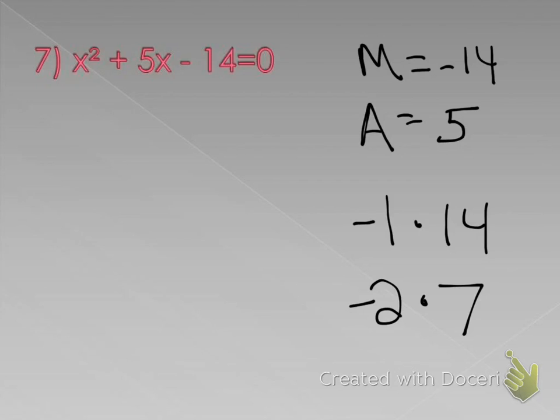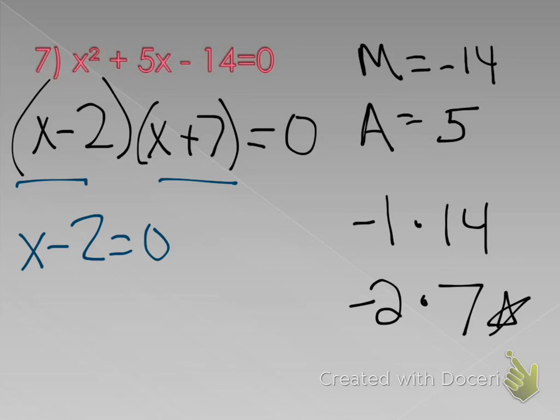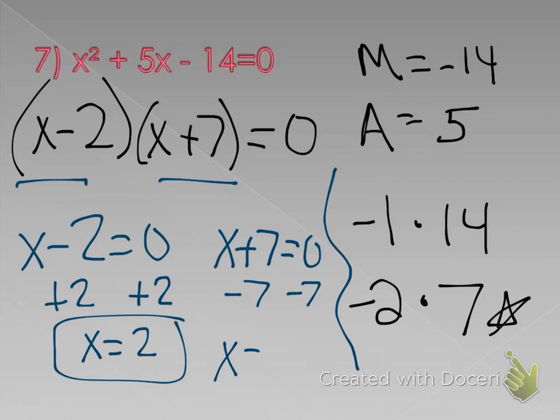All right, anyone have the winning combination? Negative 2 and 7. So I'm going to do x minus 2 and x plus 7 equals 0. Set those each equal to 0. x minus 2 equals 0. x plus 7 equals 0. And then solve. So what are my two solutions? x equals 2 and x equals negative 7. Raise your hands if you're having issues.